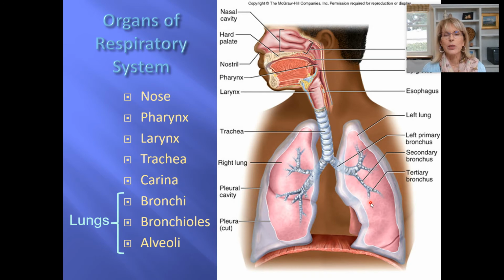Here in AP 120, make sure you can answer these kinds of questions for your final exam. Make sure you know all of the organs of the respiratory system. The organs of the respiratory system do not include the mouth, all right? The mouth is part of the digestive system, not part of the respiratory system.